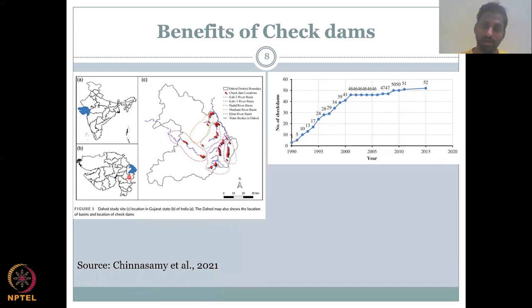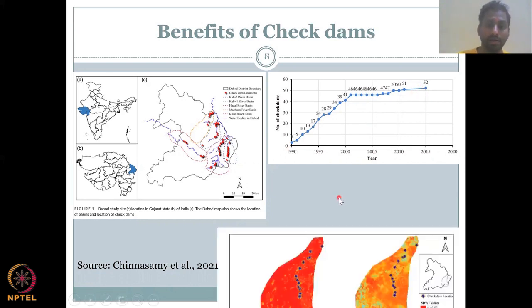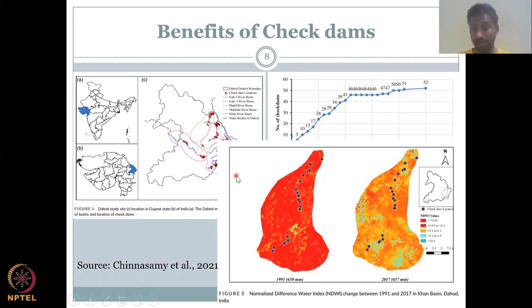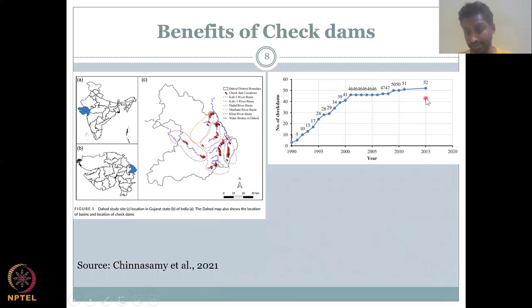And you could see that the number of check dams increased from 1990 to 2015. So from 3 to 52. And then all these areas are the basin boundaries where the check dams are placed. And you could see that in a year where the rainfall is comparable, 1991-2017, the rainfall is almost the same. But you could see that the NDWI, which is an indicator of water in the soil, is higher in 2017 after the installation of 52 check dams.